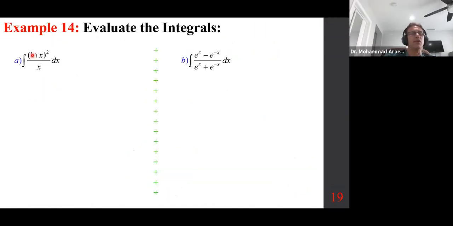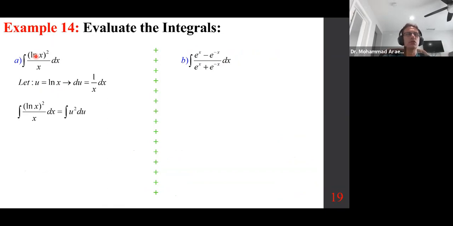Anytime ln x is involved, that is a choice of u, at least for us. We can rewrite this if need be, so we can see what we are dealing with. So we are dealing with u squared times du, which uses the power rule.